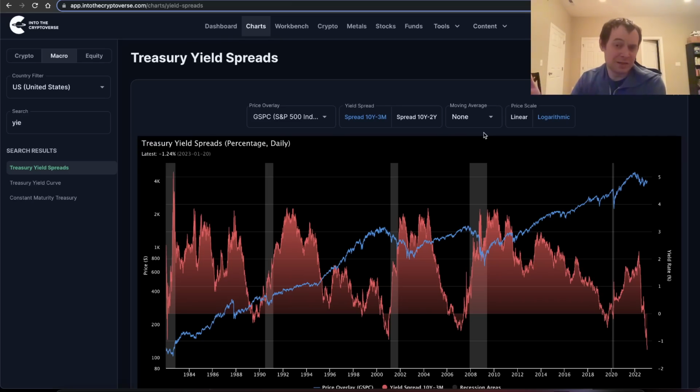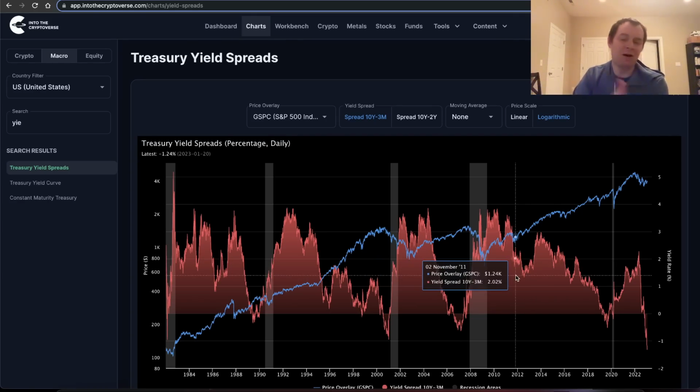And that might come as a surprise to some people, right? You might look at this and say, well, the deeper the inversion, the worse it has to be. That's not actually true, okay? If you look back throughout all of history, there's not really a clear correlation that I could find between the depth at which it inverts versus the severity of the recession, okay?